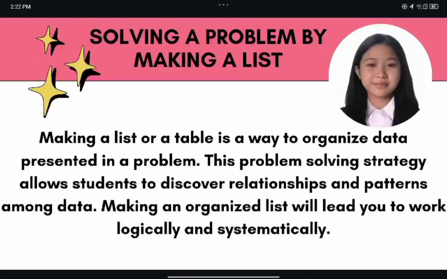Making a list or a table is a way to organize data presented in a problem. This problem-solving strategy allows students to discover relationships and patterns among data. Making an organized list will lead you to work logically and systematically.